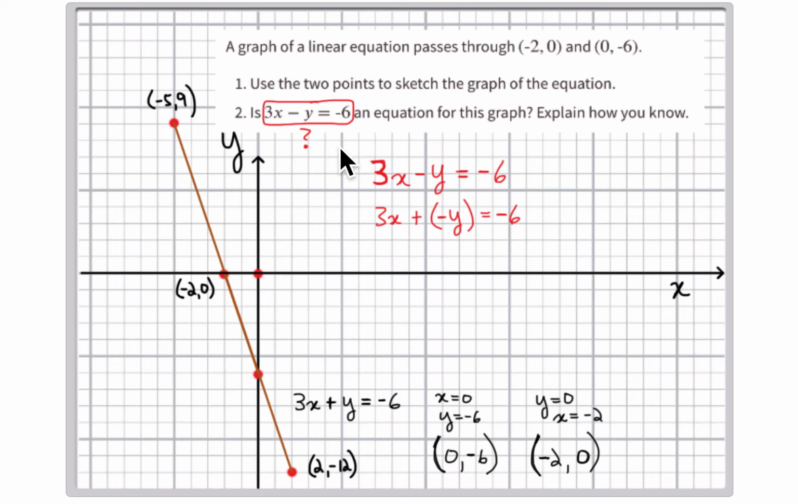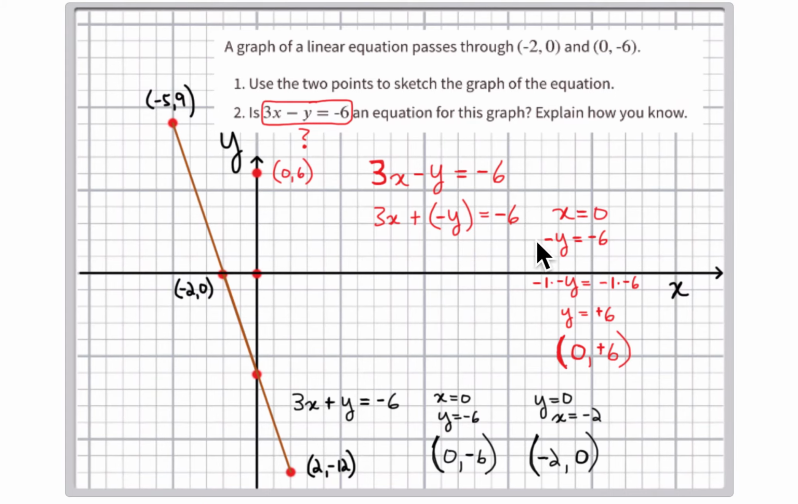So I'm going to write this equation right here, 3x minus y equals negative 6. So now I'm going to add the additive inverse. This is minus a positive y. So I'm going to add the additive inverse. The additive inverse of a positive y is negative y. So this equation now is 3x plus negative y equals negative 6. And so now I'm going to use this form to figure out what the y-intercept is and what the x-intercept is. So if x is 0, what's y? So this is figuring out what the y-intercept is. So let's make x 0. So where does it cross the y-axis?